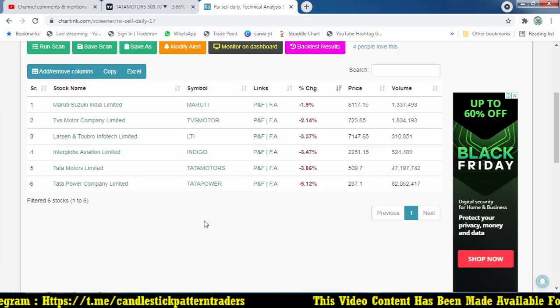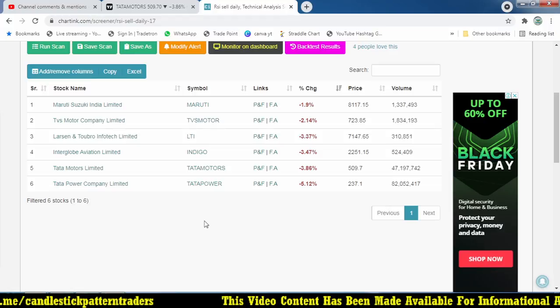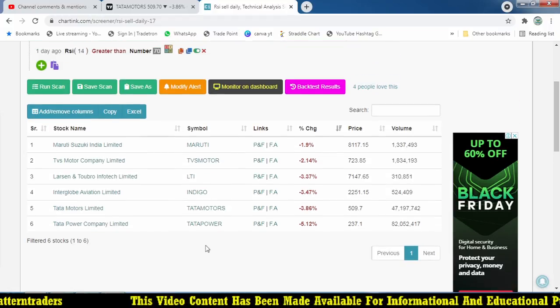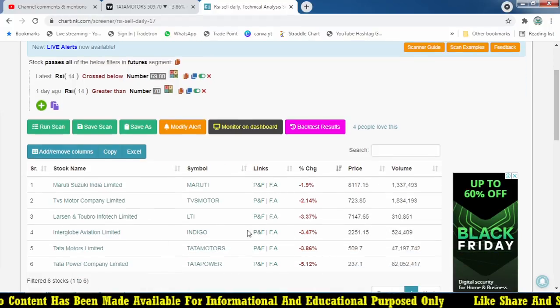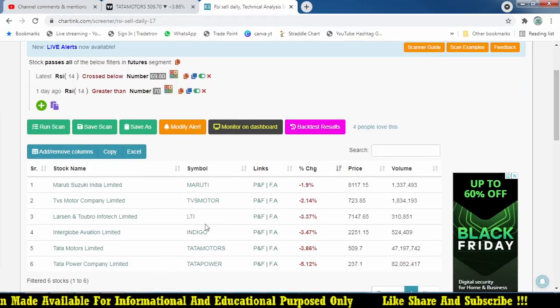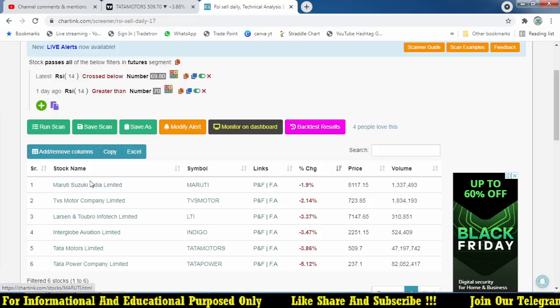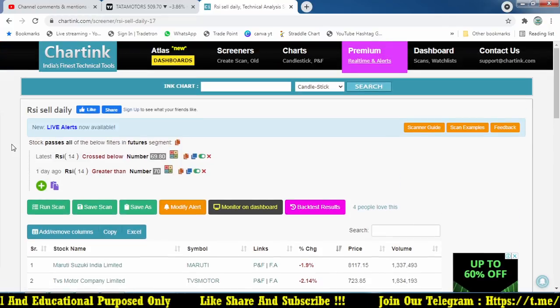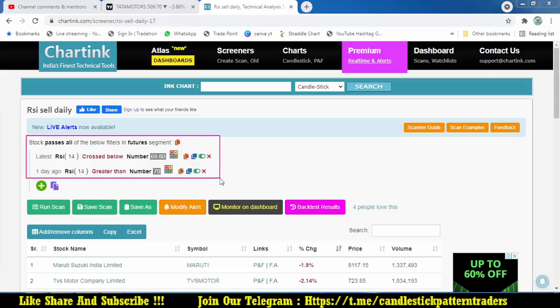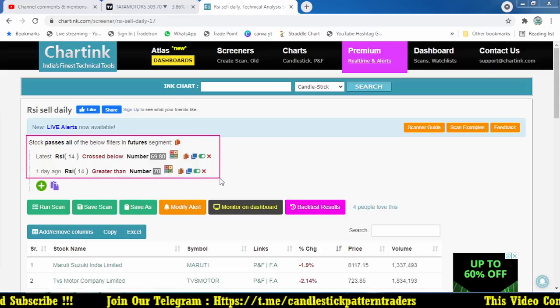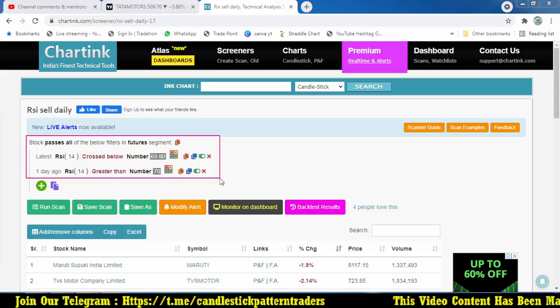If you are doing it in real time, you need to see the page and refresh it at regular intervals. Then you will get the stocks which are present on that particular pattern in this scanner, based on the conditions which I provided here. Here I didn't make a complex condition. It is a very simple condition.